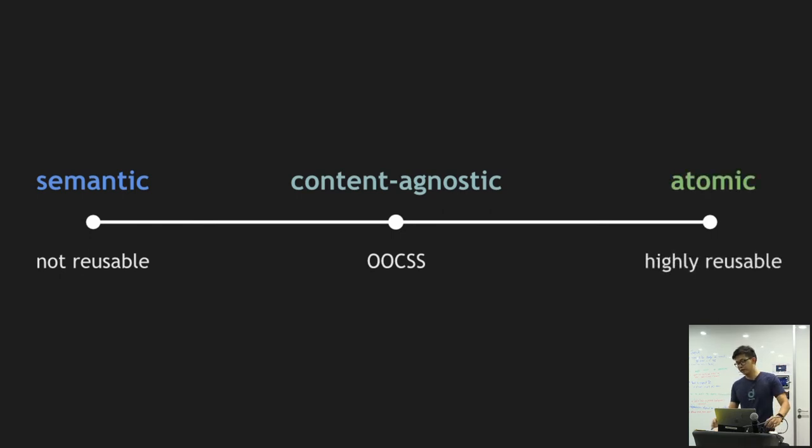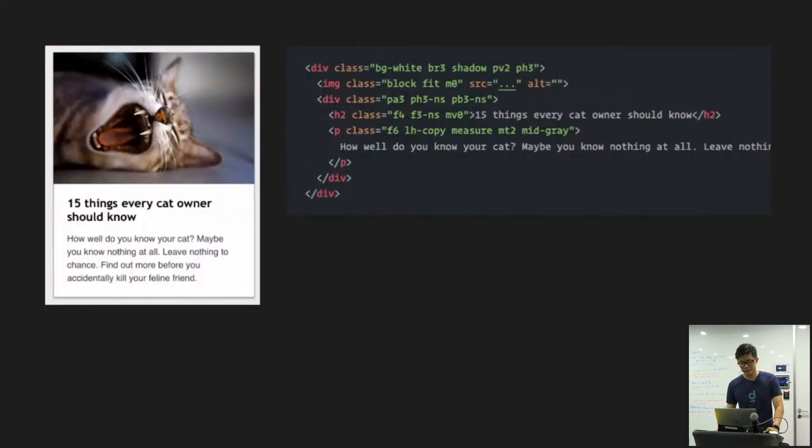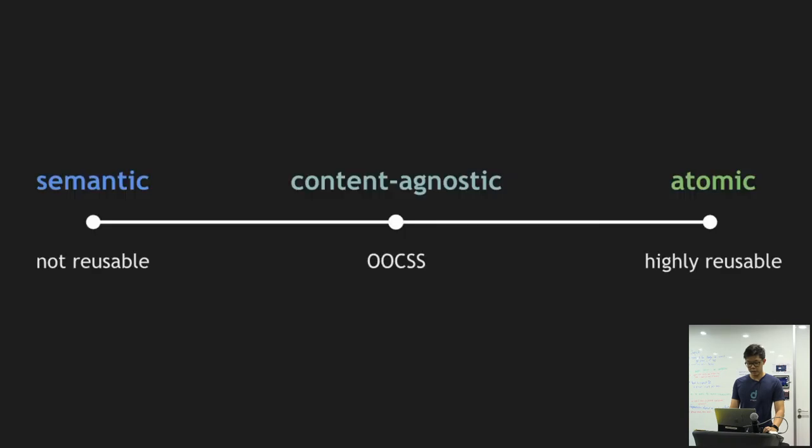So why not take it to the next level and look at atomic CSS? So actually I didn't really test out these classes, but I think it's just confusing enough that you get what I mean. So it's using up all these tiny classes to create this.